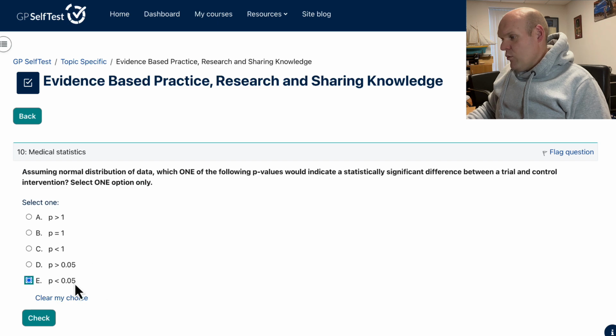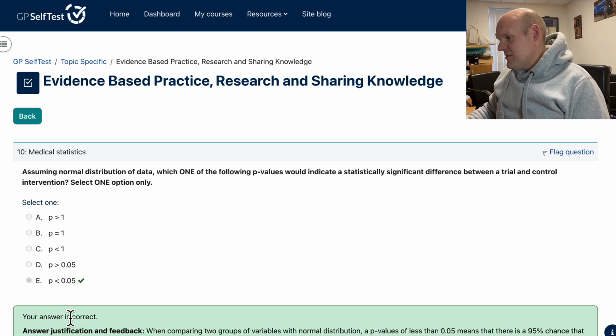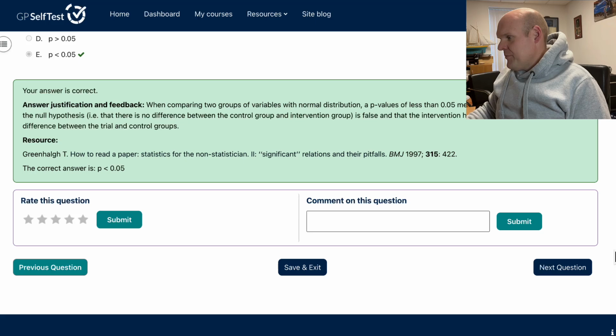So I would look at one of these two. Greater than, nope, insignificant difference. Less than 0.05, significant difference. Happy days. Again, I've got a video about confidence intervals as well.